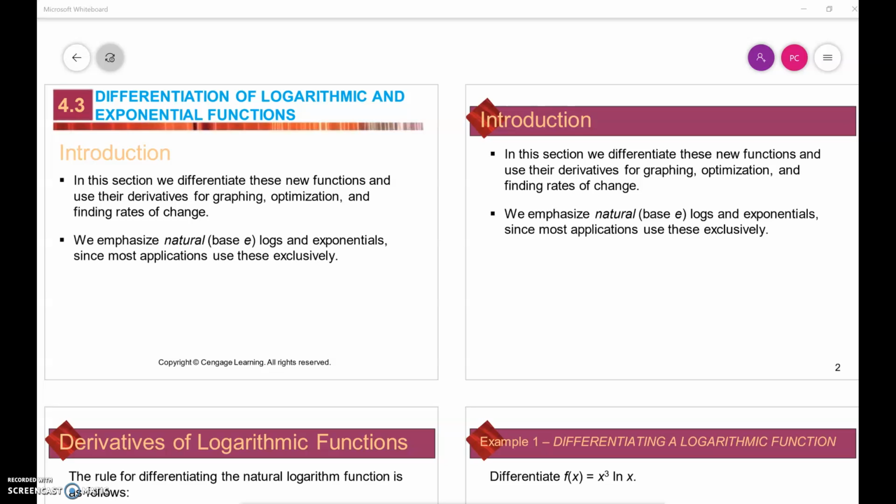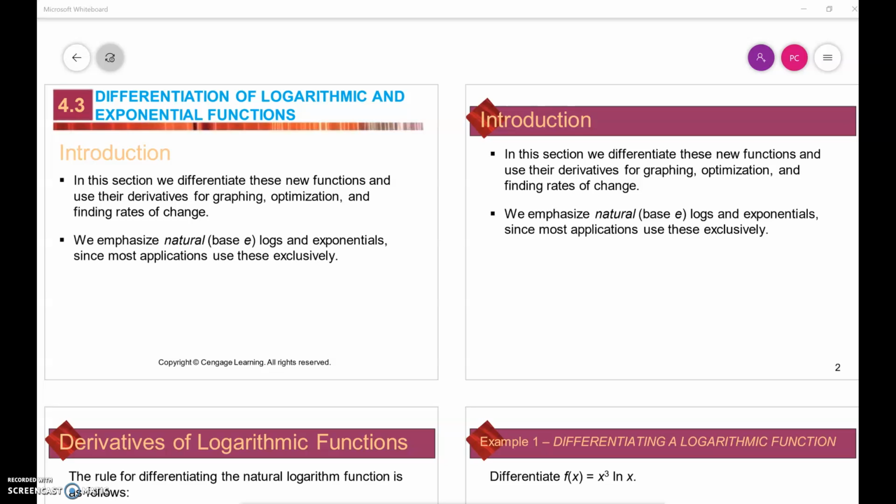All right, this is section 4.3 for business calculus, and we're going to differentiate logarithmic and exponential functions in this section. So we're going to differentiate the new functions and use their derivatives for graphing, optimization, and finding rates of change. The same uses that we've done with derivatives all the way through the course, we're going to apply those now to exponentials and logarithms.